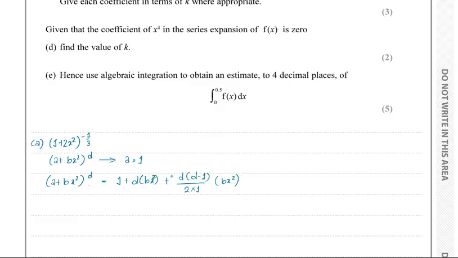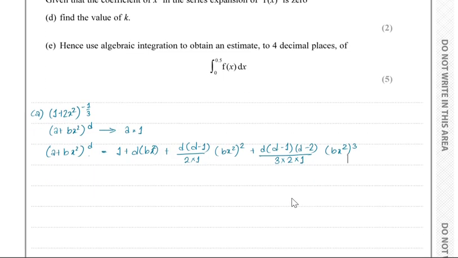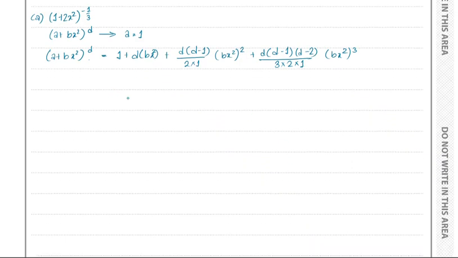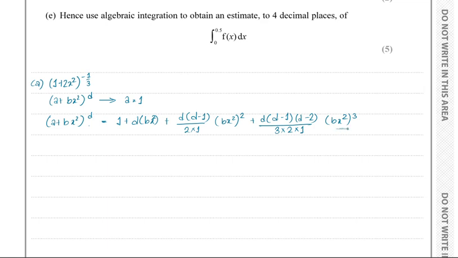Sorry, there would be an x squared here. So (bx²) whole squared. And it would be d(d - 1)(d - 2)/(3 × 2 × 1) multiplied by (bx²)³. So we'll expand it up until this, because we'll get x to the power 6. If you do this, then let me rewrite this.